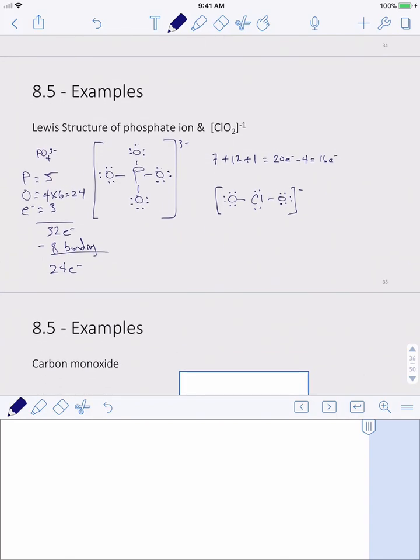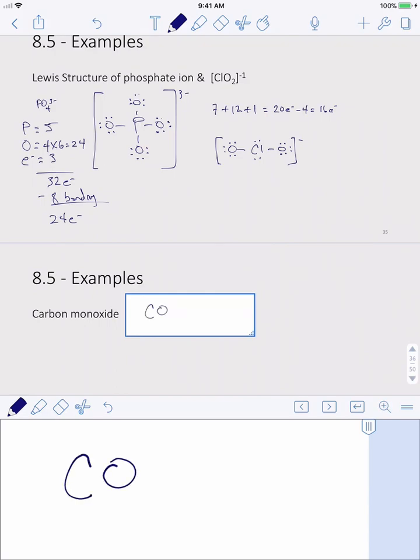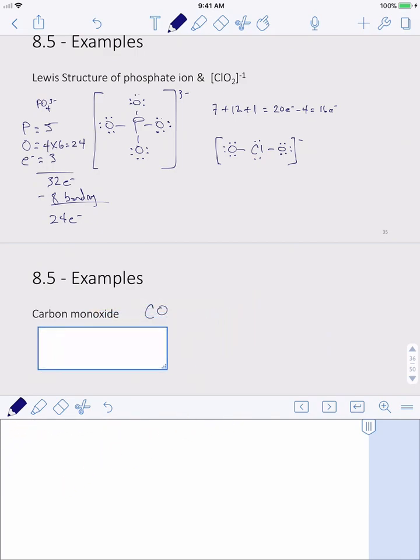All right, let's look at another example, carbon monoxide. Okay, so carbon monoxide, again, 1 carbon and 1 oxygen, if you remember your naming rules. And so we want to first count up the valence electrons here. So for valence electrons, carbon has 4 valence electrons plus oxygen has 6, so there are a total of 10 electrons to distribute across this molecule.